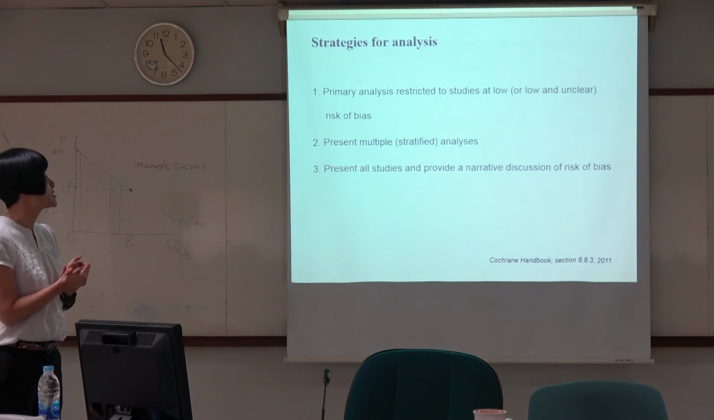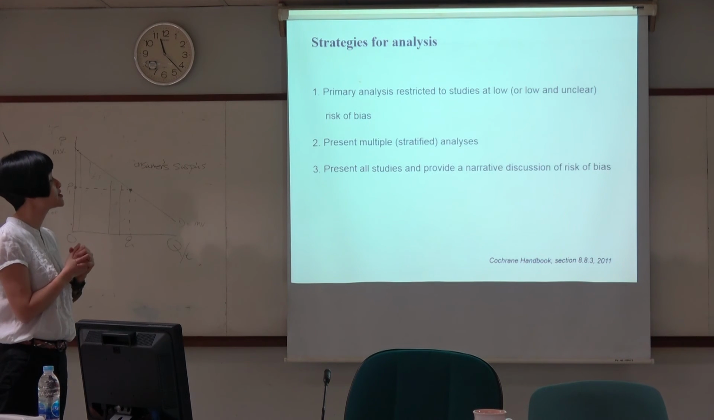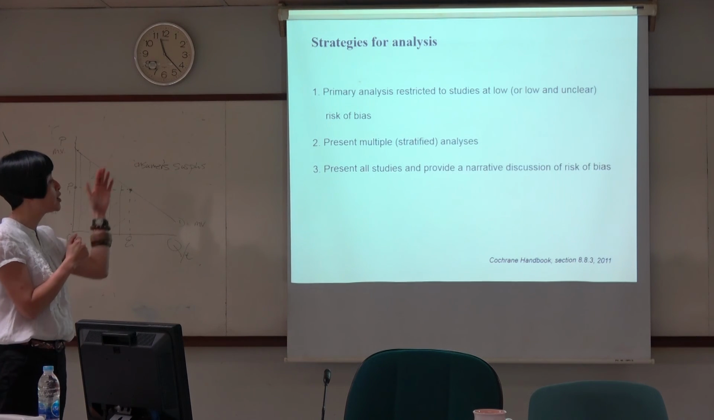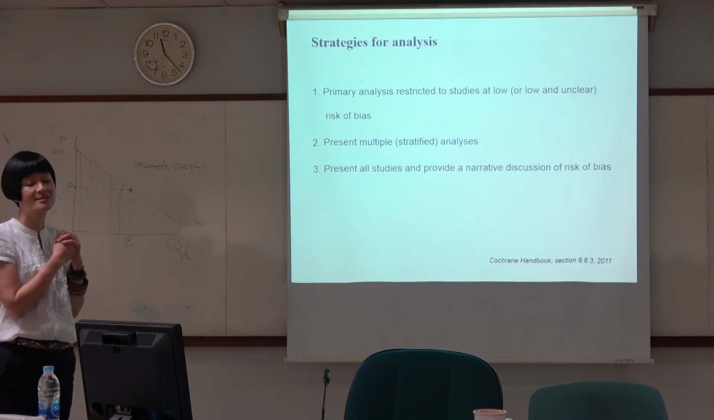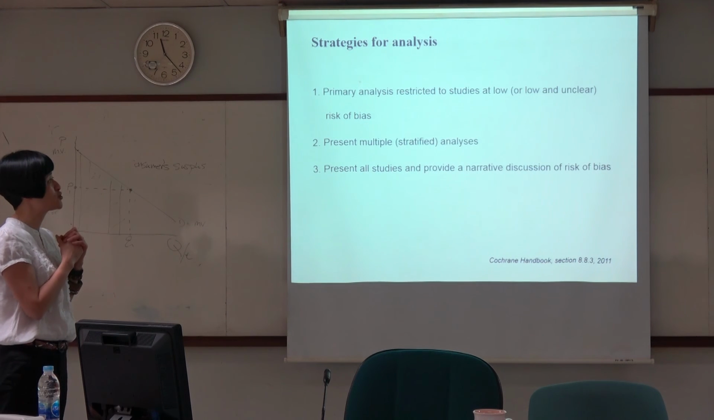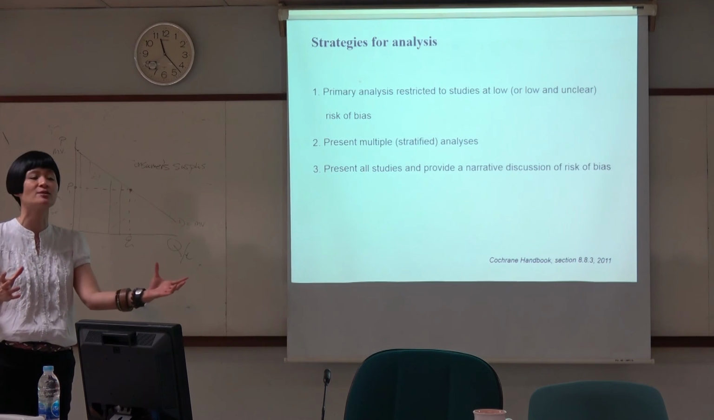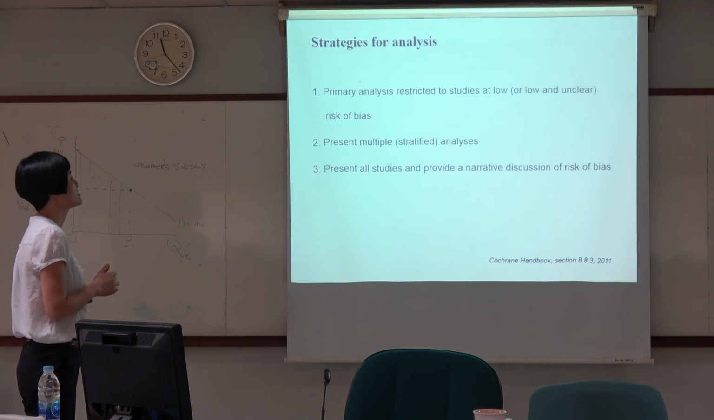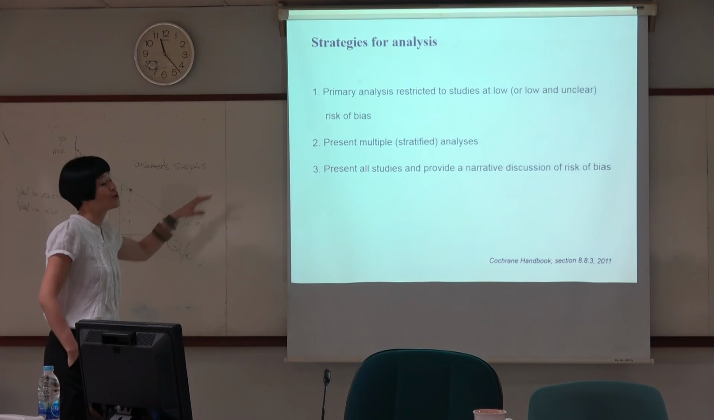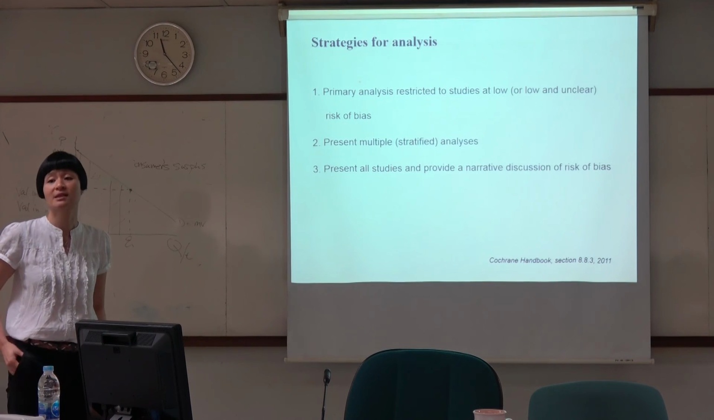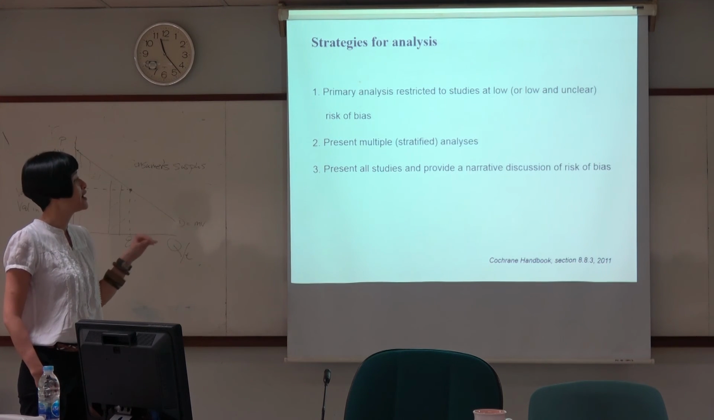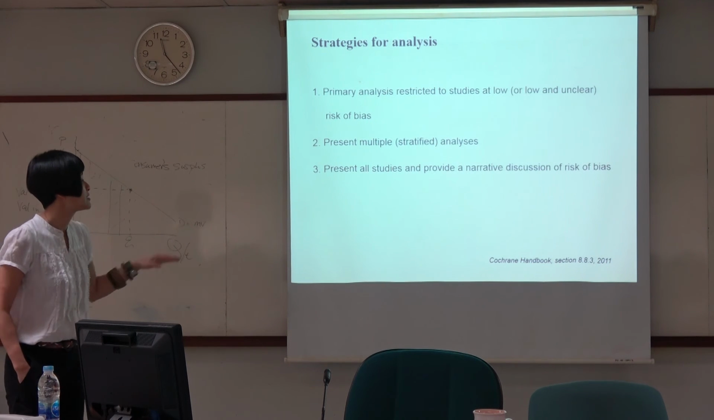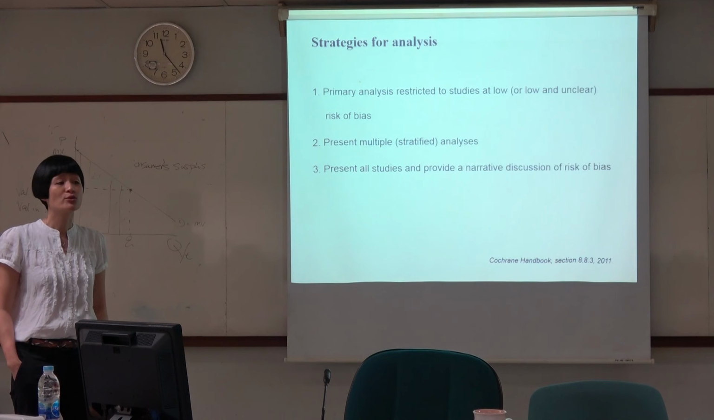So the strategies for the analysis, so you restrict your studies, as we just talked about, to low risk of bias. So that's one approach that has been recommended in the Cochrane Handbook. But I think in the next update, they probably will begin to suggest that you should have the totality of the evidence before you start excluding studies. You can present multiple or stratified analysis, which is very similar to the sensitivity analysis that I was talking about. And you can present all studies and provide a narrative discussion of the risk of bias. And I think that approach is the most transparent.